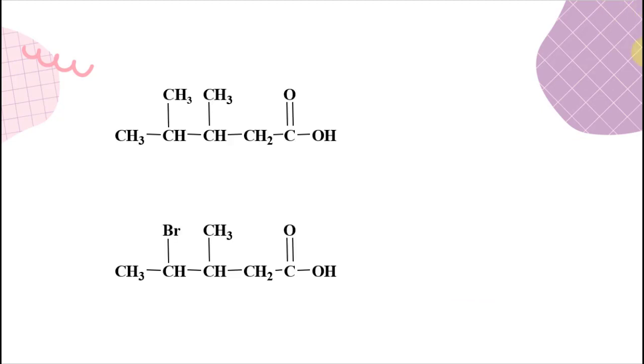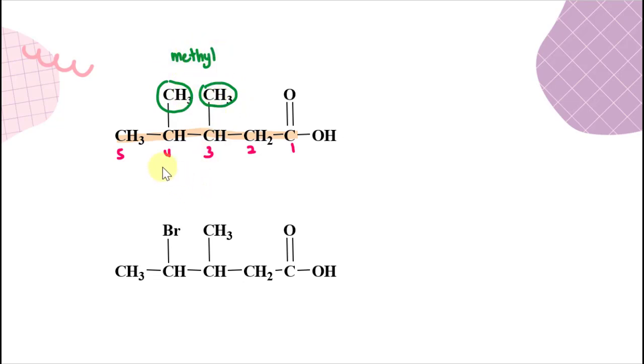Let's do some examples. First we are going to find the longest carbon chain. The longest carbon chain must include the carboxyl group. So the carboxyl group here, this carbon will become our carbon number 1, and then we have 2, 3, 4, and 5. Since we have 2 substituents along the carbon chain, which is a CH3 group, a methyl. So this one is a methyl.